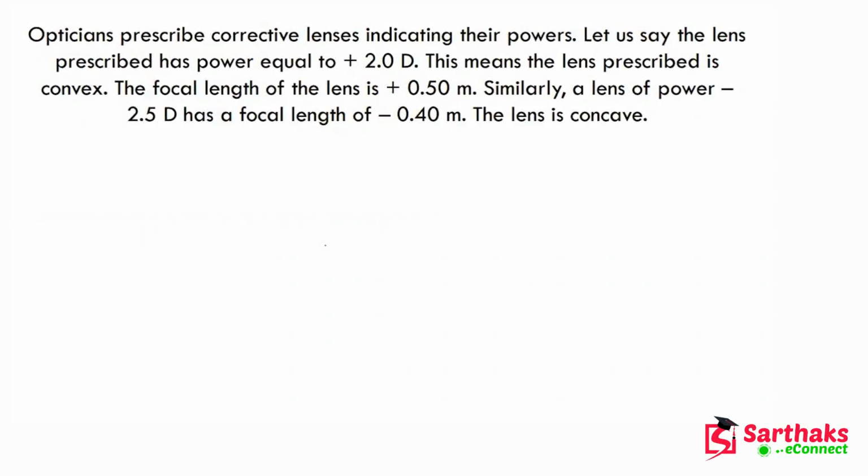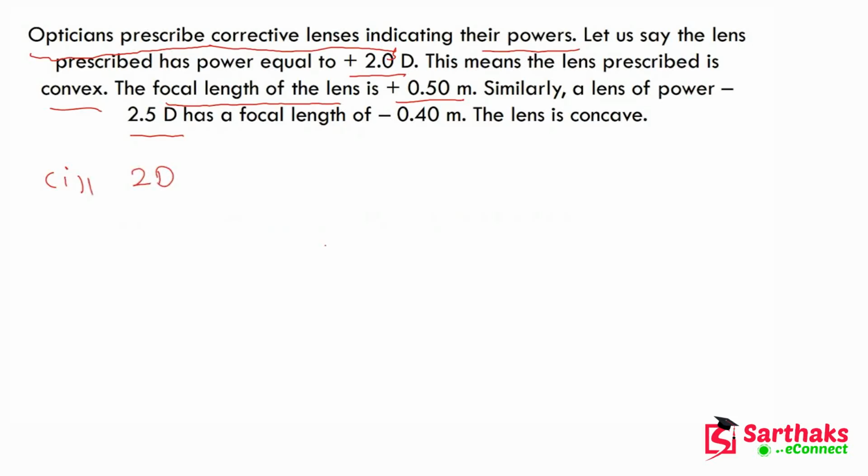Let's try to understand. Opticians prescribe corrective lenses indicating their power. Let us say the lens prescribed has power equal to 2 diopter. This means the lens prescribed is convex. The focal length of the lens is 0.50 meter. Similarly, a lens of power minus 2.5 diopter has a focal length of minus 0.40 meter. The lens is concave.